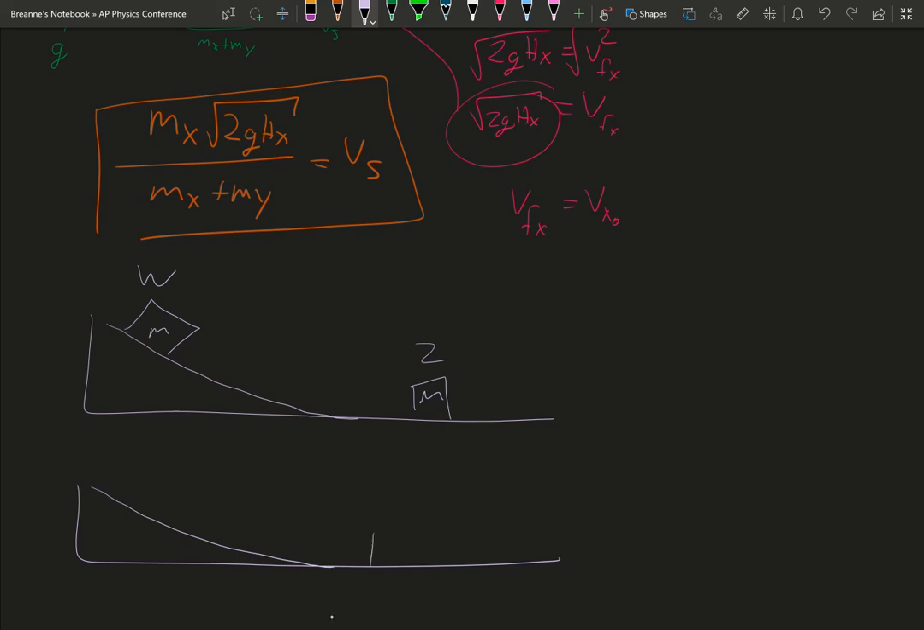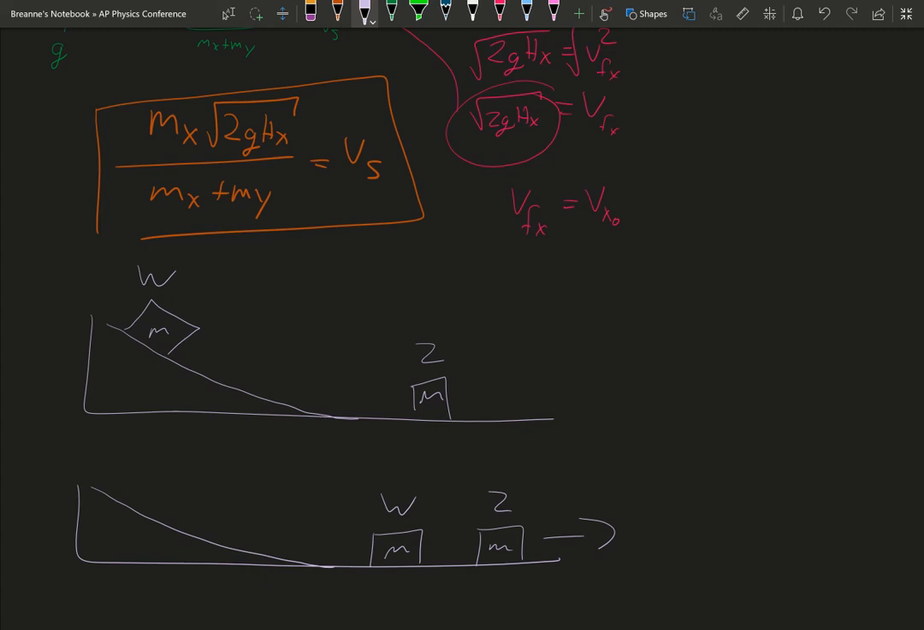But now it's saying that block W hits block Z, and then block Z goes moving. And it gives you a data table. It states, students repeat the experiment, but replacing block X and block Y with block W and block Z, as shown in figure 3.